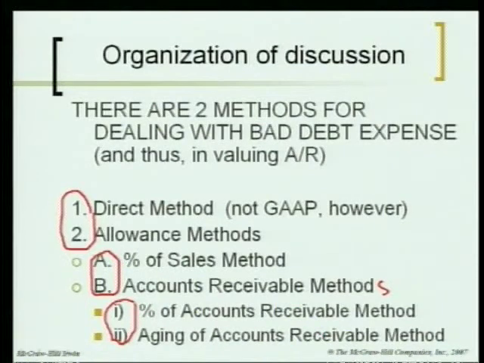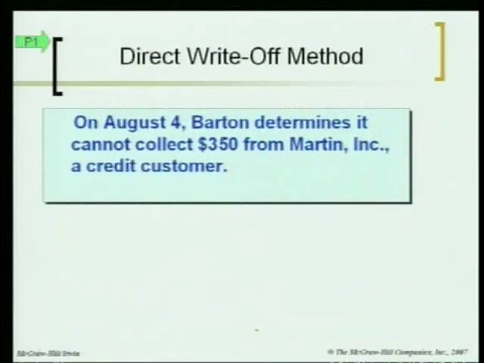Sometimes it's kind of hard to know in my little lecture where we are in this thing, so you might want to keep this little organization of our discussion in front of you. Let's talk first about the direct method. For example, on August 4th, Barton determines it cannot collect $350 from Martin Inc., a credit customer. So what do we do? This is the direct write-off method.